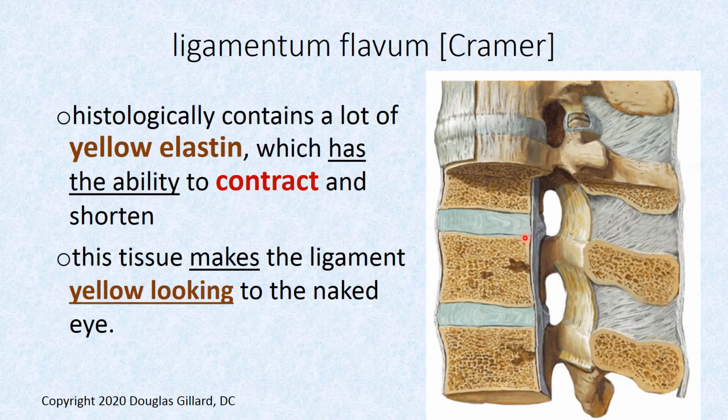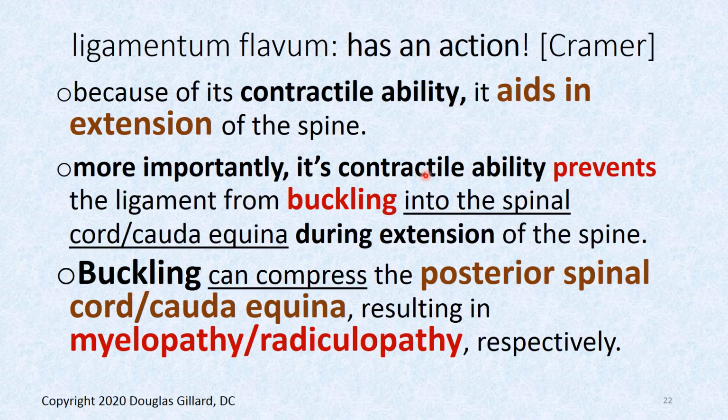So histologically, there's a yellow elastin. So the fibers of ligamentum flavum are blended with yellow elastin, which gives it a yellow look. But more important than the color, it's really contractile in nature. If you cut it out and put it on the table, it kind of shrinks and squishes together because, well, maybe I'm exaggerating a little bit there, but it pulls together is one of the important things. So it has the ability to contract, and that actually can aid in extension.